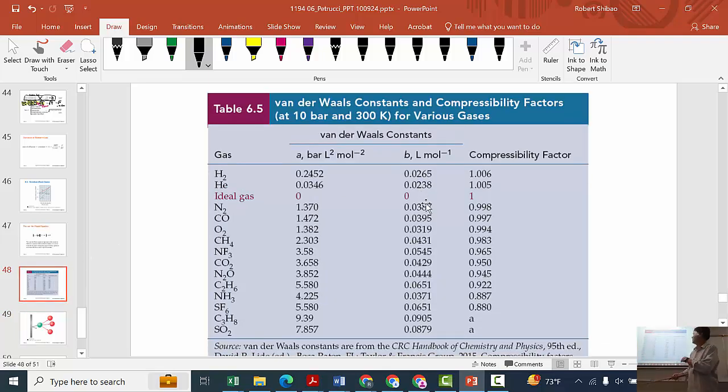And so out of these, which particles are the stickiest? And so we look at A. The larger the A, the more sticky they are. And the largest A is going to be propane. Propane molecules tend to stick together, reducing the pressure.